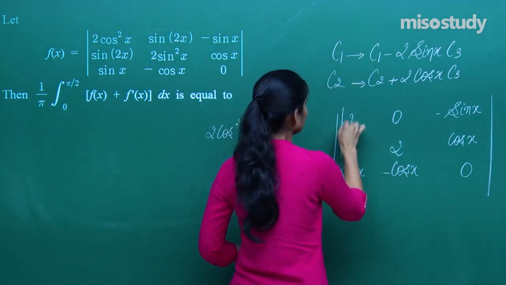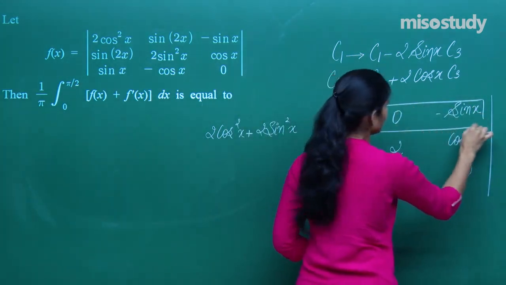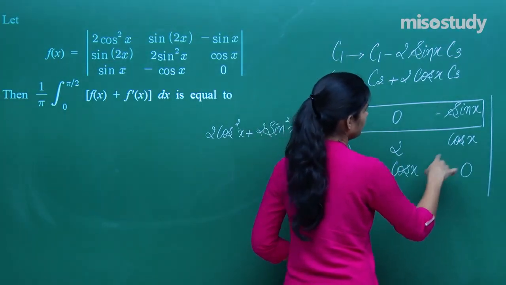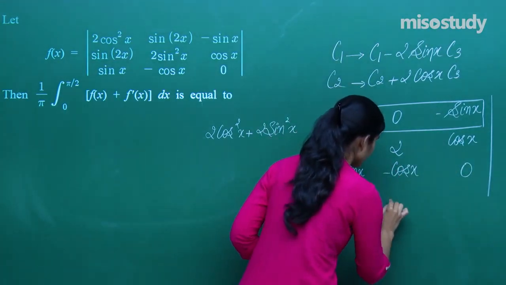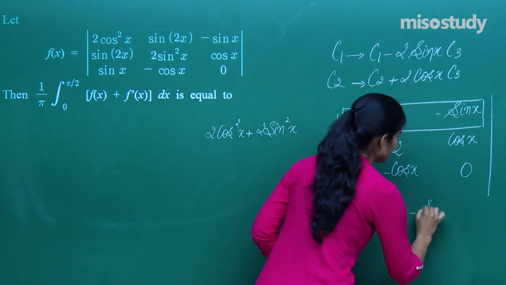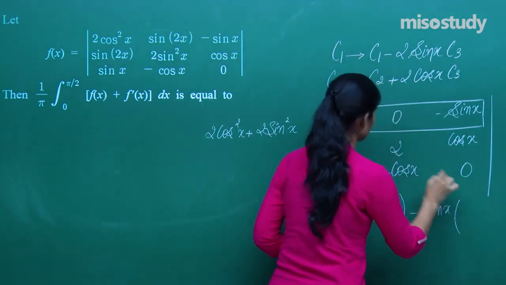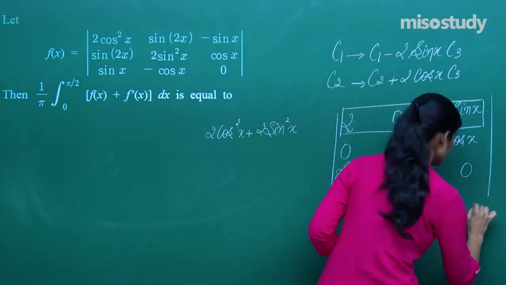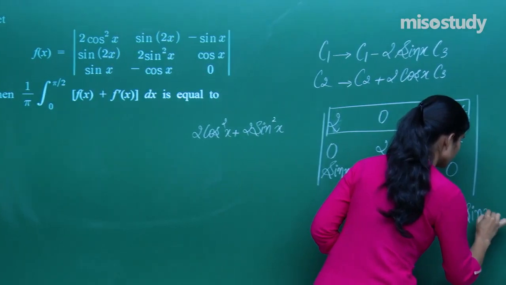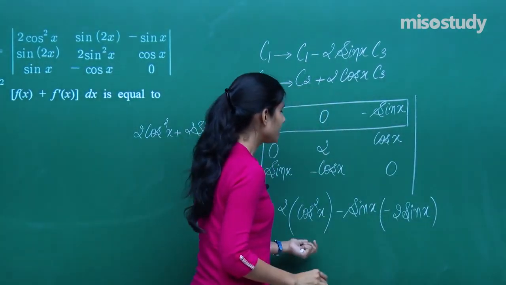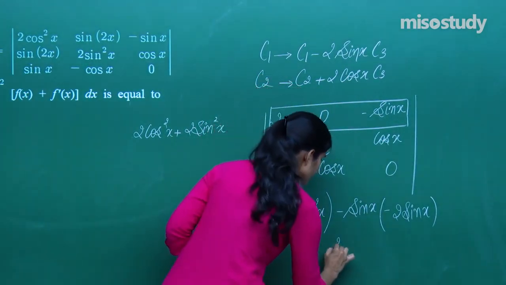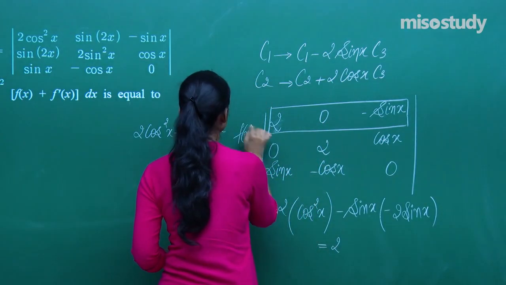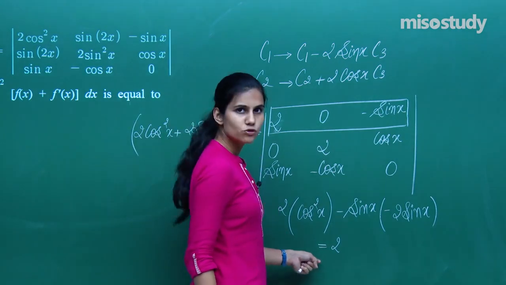Expand this along any row. What you get is this is 2, this is 0 plus cos square x, minus sin x, this is 0 minus 2 sin x. So you basically get 2 cos square x plus 2 sin square x, so this is just equal to 2. So your f(x) is coming out to be equal to 2.